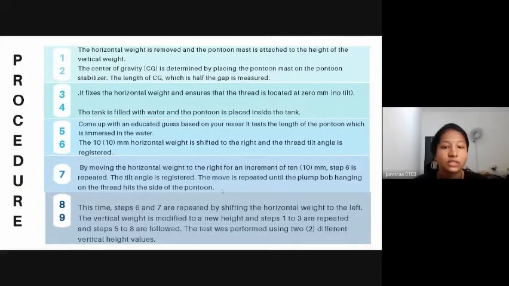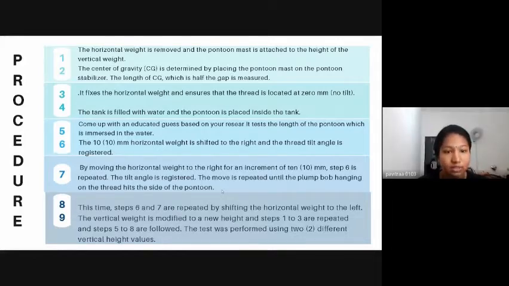The length of CG, which is half of the gap, is measured. The third step is to fix the horizontal weight and ensure that the thread is located at 0 mm with no tilting. Next, the tank is filled with water and the pontoon is placed inside the tank. Next, measure the length of the pontoon which is immersed in the water.